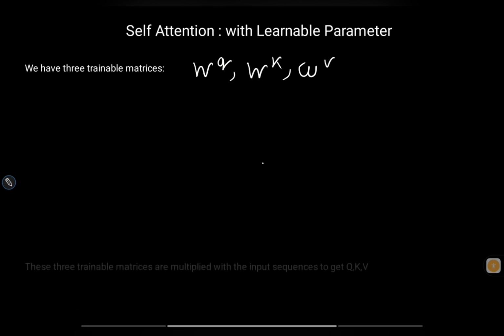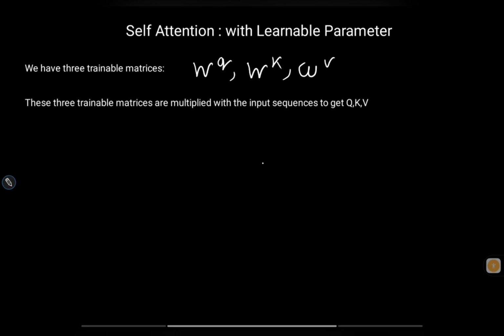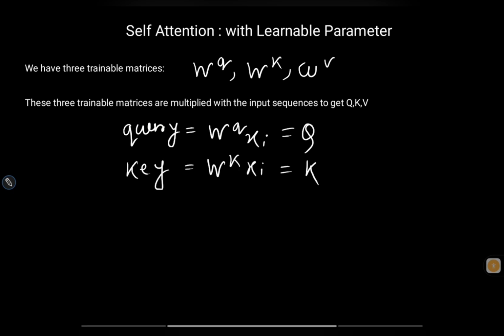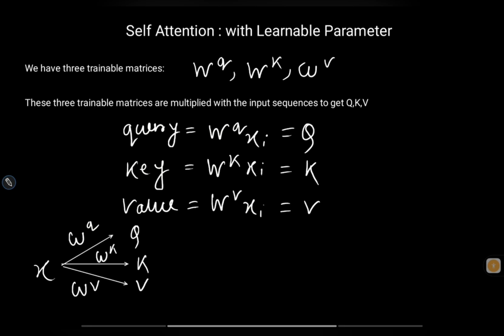So now we can bring in certain learnable parameters, which will also be learned during back propagation in this neural network. We have three trainable matrices, Wq, Wk and Wv. These three trainable matrices are multiplied with the input sequence to get the query, key and value. So we get the query vector by multiplying Wq with xi, and similarly the key vector and the value vector. We pass x, which gets multiplied with Wq, Wk and Wv, and we get the corresponding q, k and v.